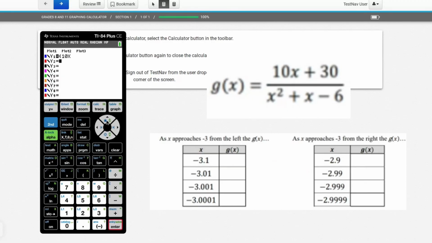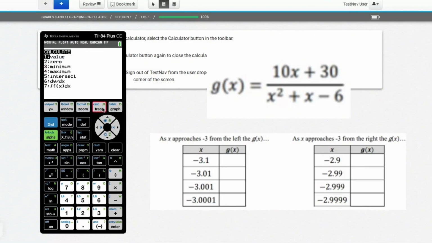Whoop, I didn't mean to hit enter. See what I did? I got arrogant. Plus 30, close it, divide it, open it. And then we have x squared plus x minus 6. Now what we're doing is we really don't care about the graph. We're caring about the values that I want to plug in, the -3 point somethings and the -2 point something.